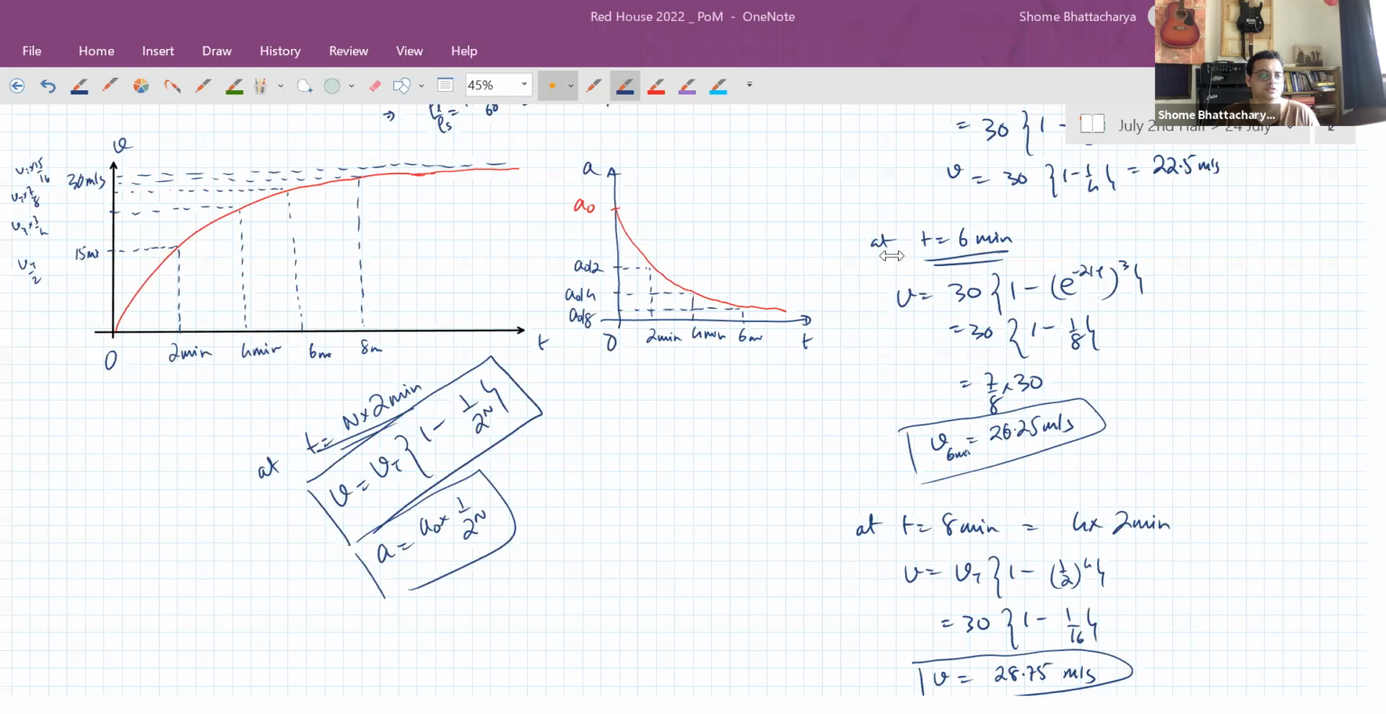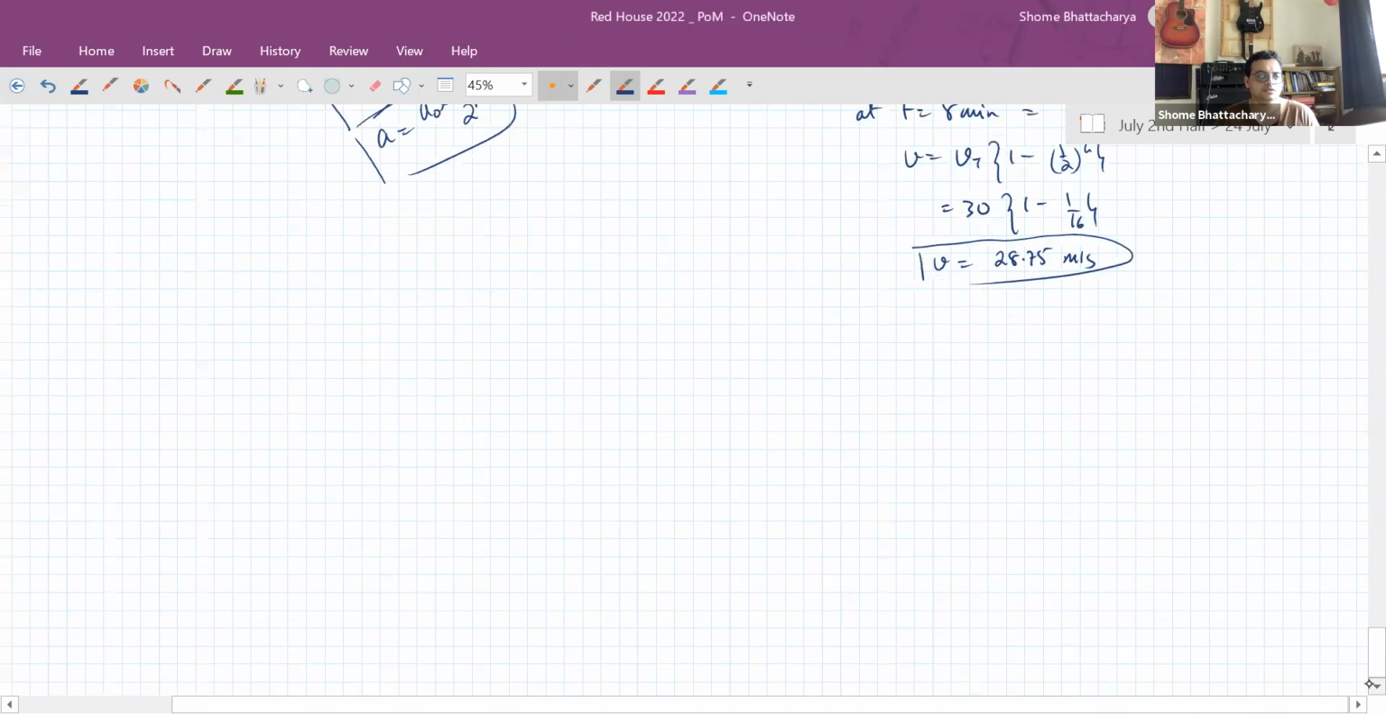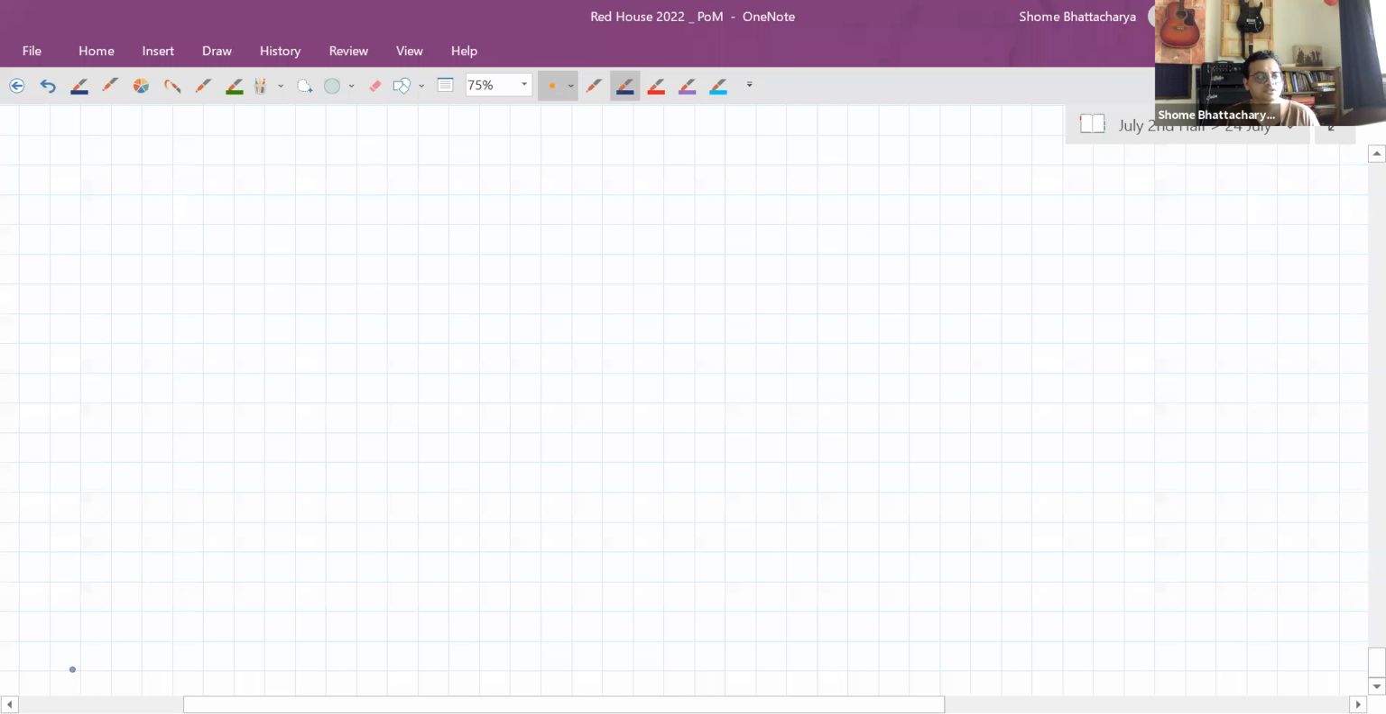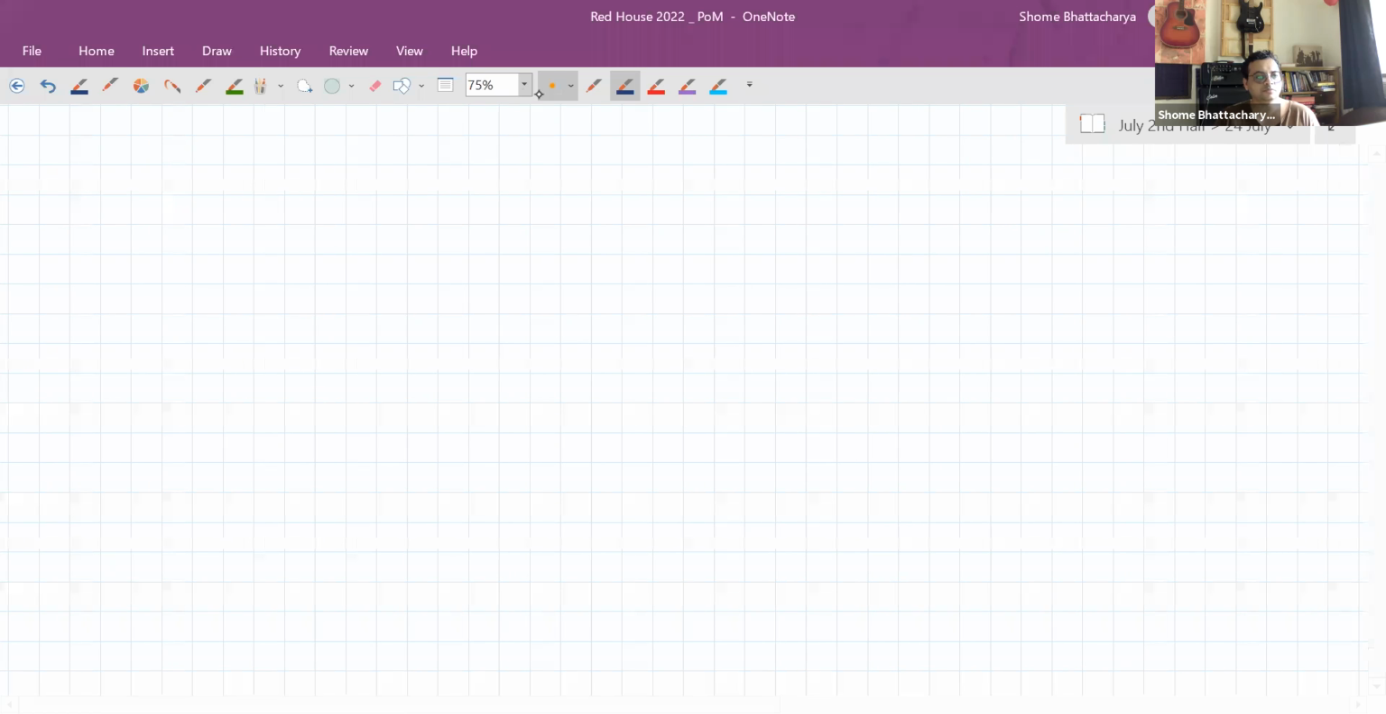Okay, so I hope this question is clear fully. Now we'll move on to the very last thing in viscosity, which is again laminar flow, but it's a slightly different kind of situation. So we will study something called Poiseuille's equation. I don't know if my spelling is correct. I always make a mistake in this.